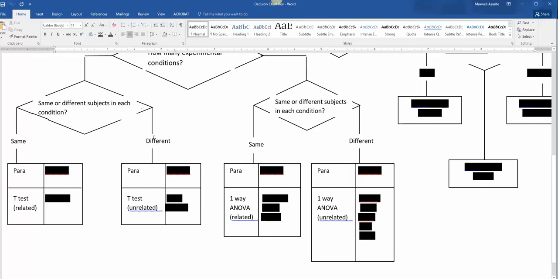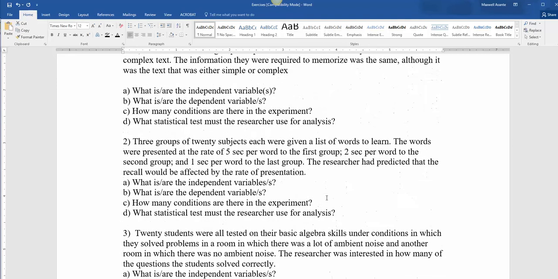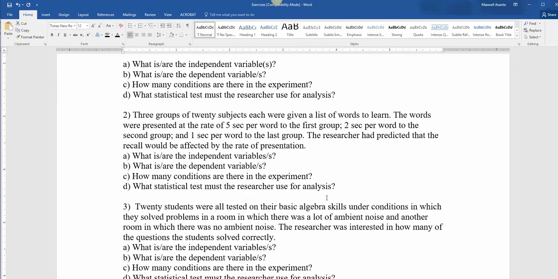In that sense, we are looking at different groups of individuals, and the statistical test that has to be used to compare the differences between these groups is the t-test for unrelated samples. So your answer for question D, what statistical test must the researcher use for analysis, is the t-test for unrelated samples or groups.